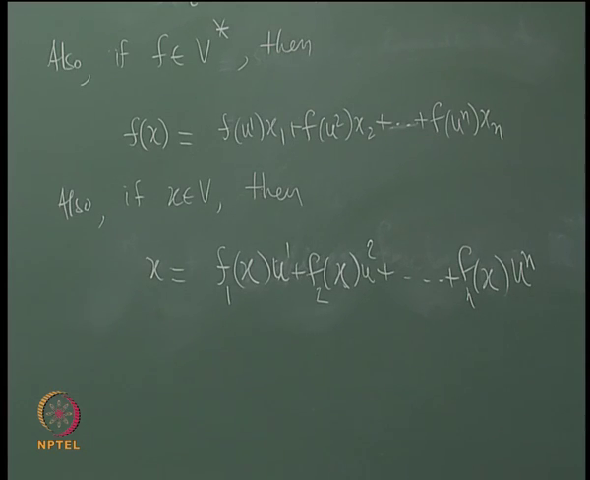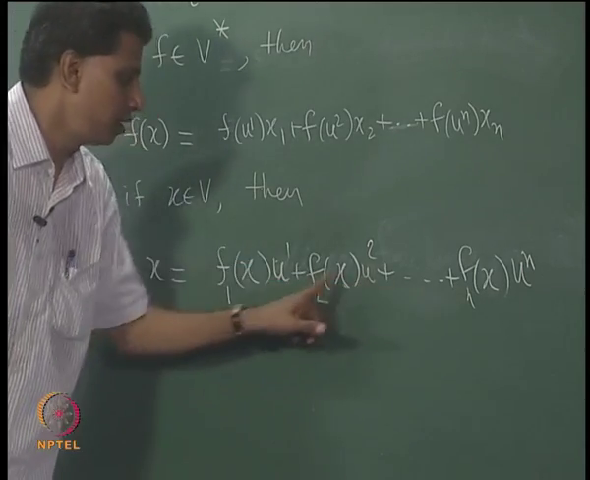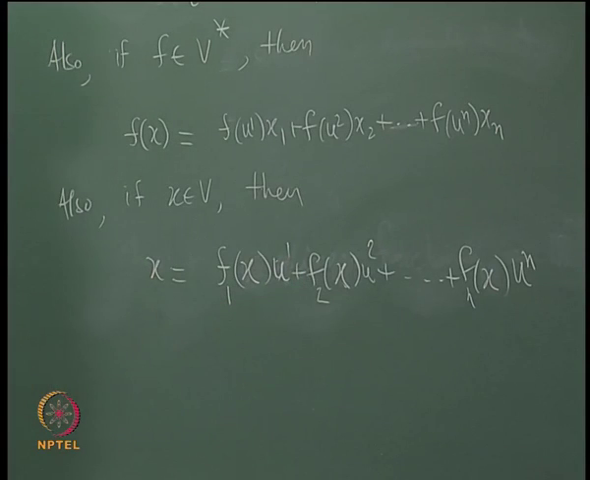So, this is what I wanted to say. Any x is a linear combination of u1, u2, etc., un. In the case of dual basis, once you know the dual basis, you can give the coefficients of x. You can give the coefficients here, u1, u2, etc., un, explicitly in terms of the dual basis vectors, f1, etc., fn.